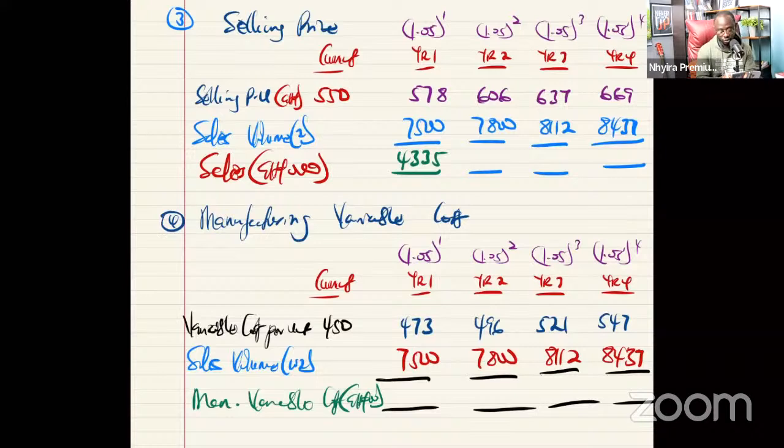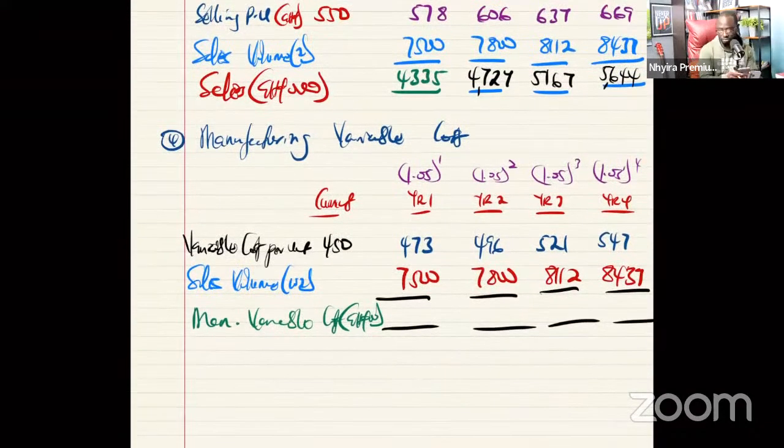Next one, 606 by 78. I'm getting 4726. So I can do 4727 because we are working 3 zeros up. And I'm getting 5167. I'm getting 5644. So that is our sales respectively.